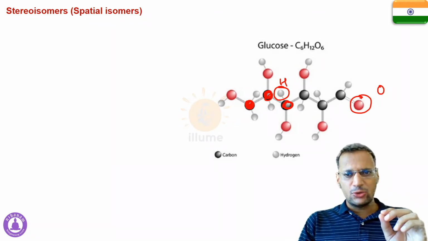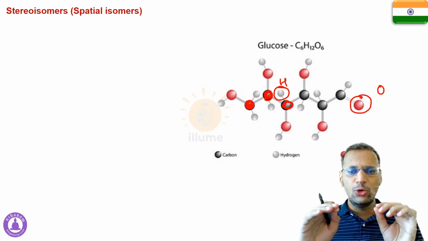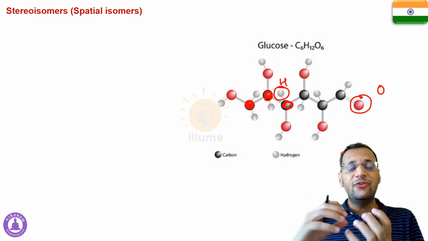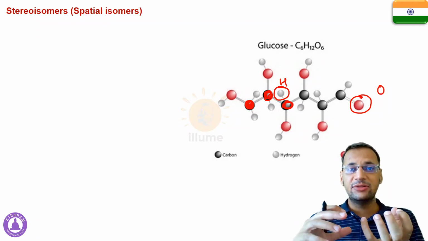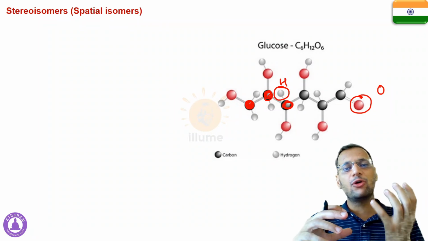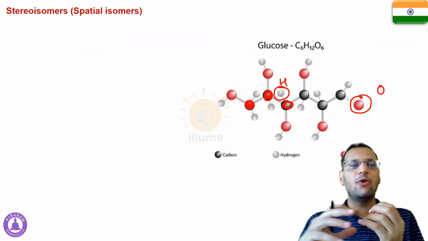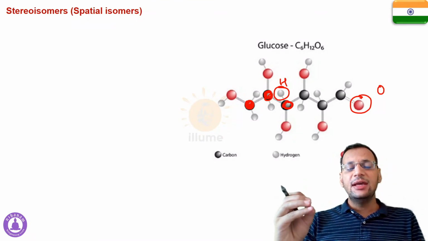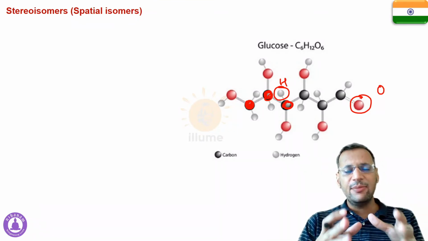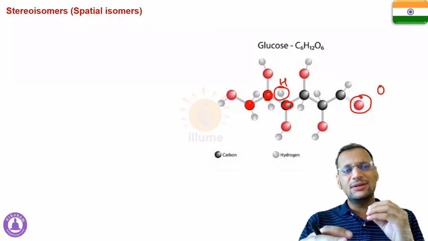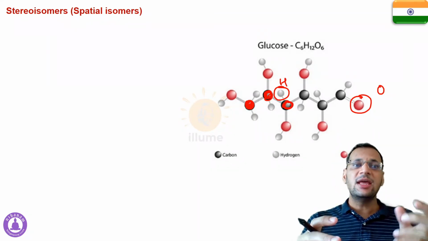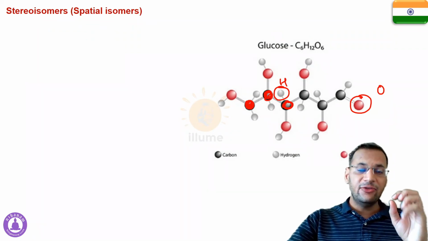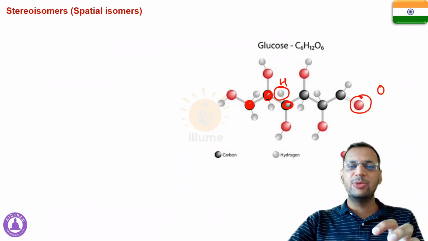So what are stereoisomers? Stereoisomers are compounds with the same chemical formula, but a different three-dimensional configuration, or spatial arrangement, of all their atoms. We all know the basic definition of isomers is compounds having the same chemical formula but a difference in structure, and stereoisomers are those isomers which have a difference in the three-dimensional arrangement of their atoms.